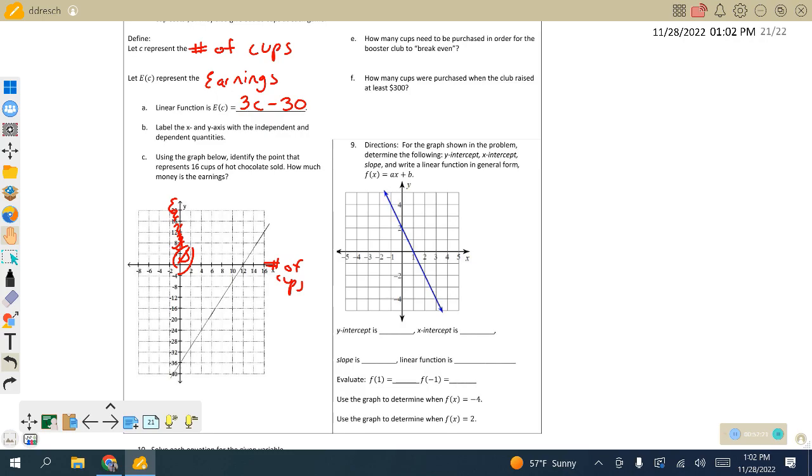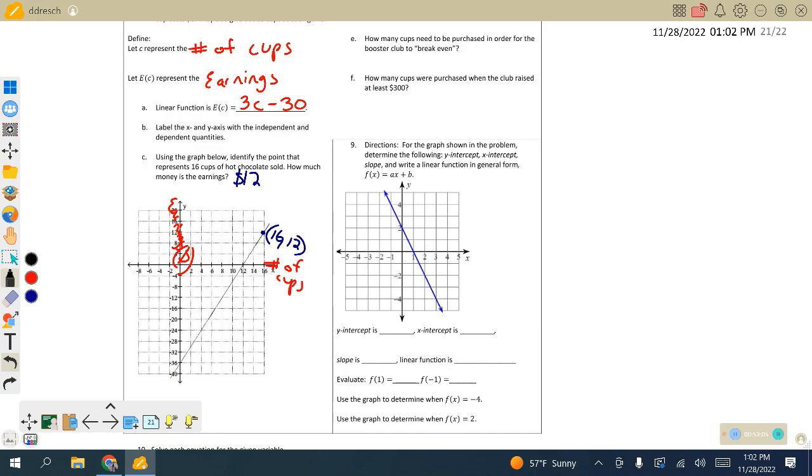Now, how much money do we make with 16 cups of hot chocolate sold? So look at that graph. We just kind of did that earlier. We've done it the last couple of weeks. If you sold 16 cups of hot chocolate, how much money did you make? Where are we at that? 16 cups, where's my graph at? Right here, right? So how much money did we make? 16 comma what? Where's that point located? I highlighted. 16 comma 12. So what does that mean? I only made how much? I only made $12.